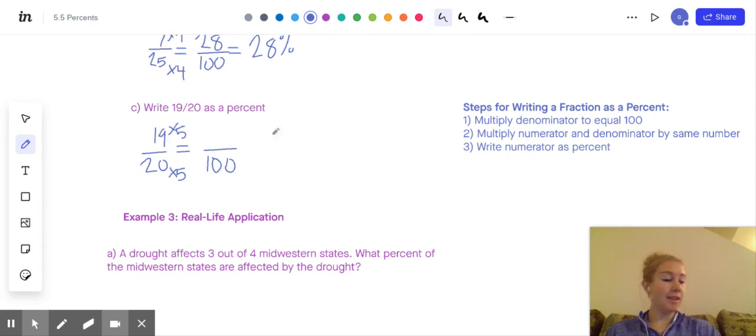I know 19 times 5 is 95. And if you don't know that off the top of your head, you could do long multiplication. And then step 3 again just says write the numerator as the percent. So 19/20ths is the same as 95%. And we're done.